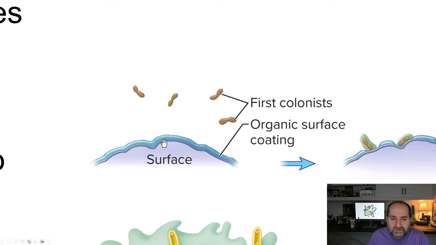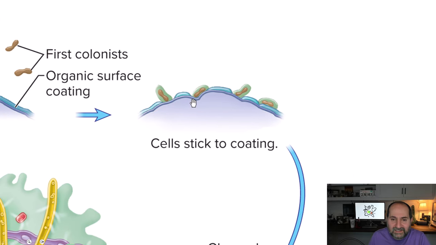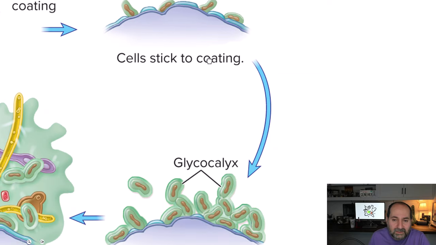At first, you have a surface. Let's say this is the surface of your tooth. Different bacterium will attach to the surface of the tooth. These are known as the first colonists. Once they attach, they will secrete that sugar I told you about. Remember, they can secrete a sugary proteinaceous secretion, which is going to become the biofilm.